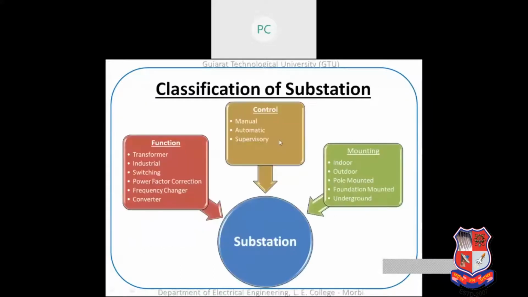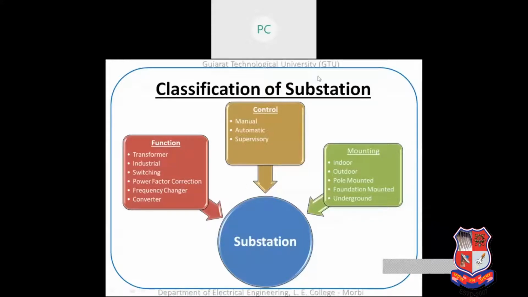Clear? Next, as we have seen, a substation is nothing but an assembly of apparatus that changes the electrical characteristics. So substations are classified in these 3 ways. Now as far as your exams are concerned, this is a very important question that can be asked in your GTU exam, that is, classification of substation. So let us classify the substation. Basically substations are classified in these 3 ways.